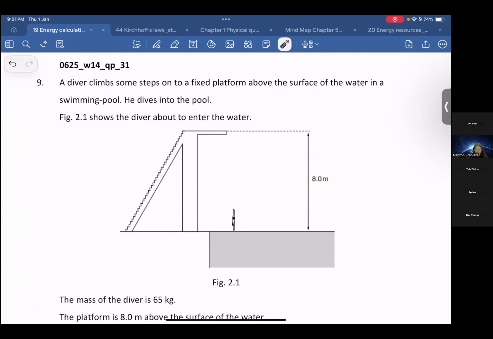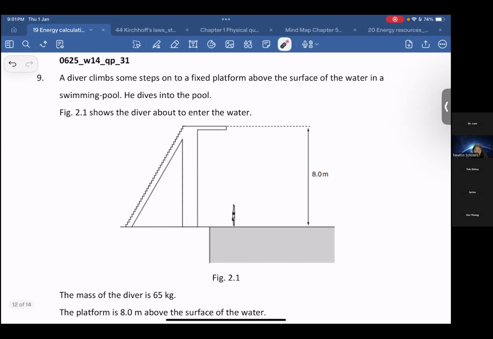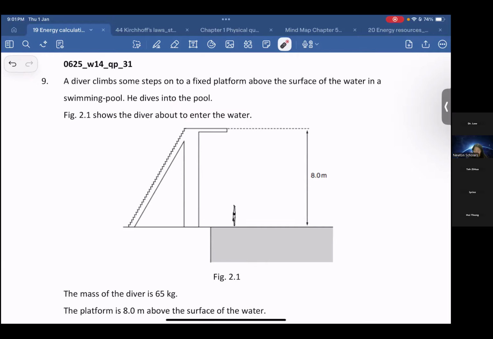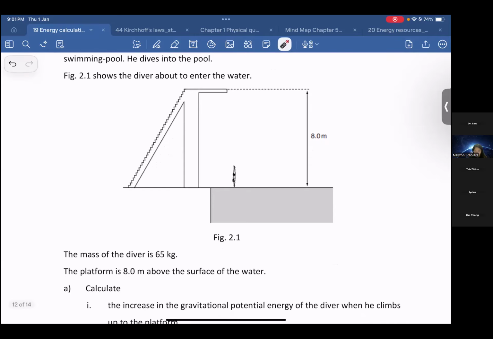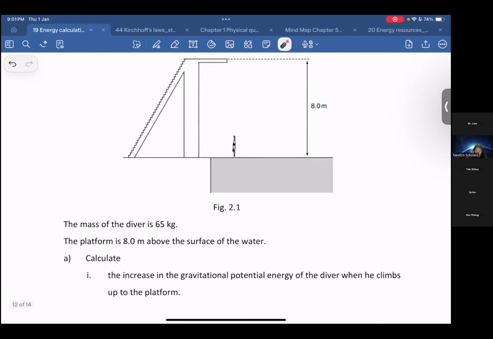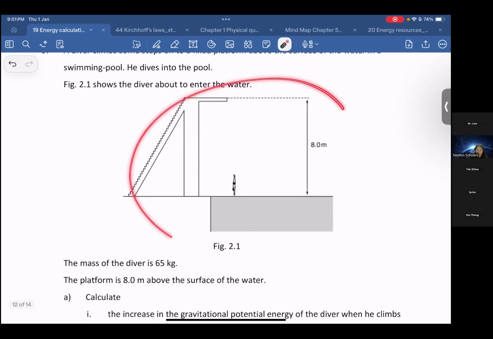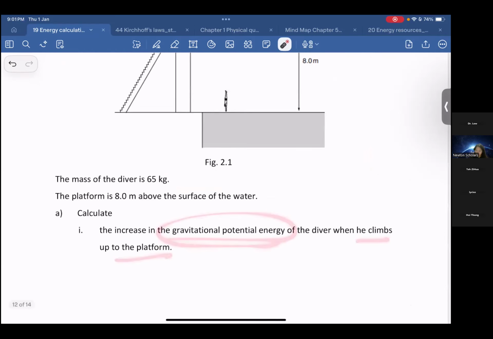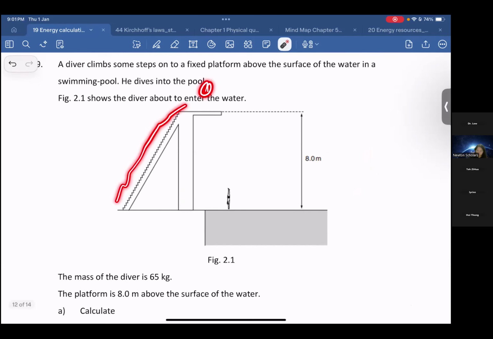Okay, here goes the last question. The diver climbs some steps onto a fixed platform above the surface of water in a swimming pool. Then this figure shows that he is going to enter the water. The mass is 65 kg, the platform is 8.0 meters. Everything is here already. Calculate the increase in GPE when he climbed up to the platform. When he is standing here, how much GPE does he gain? Can you calculate?